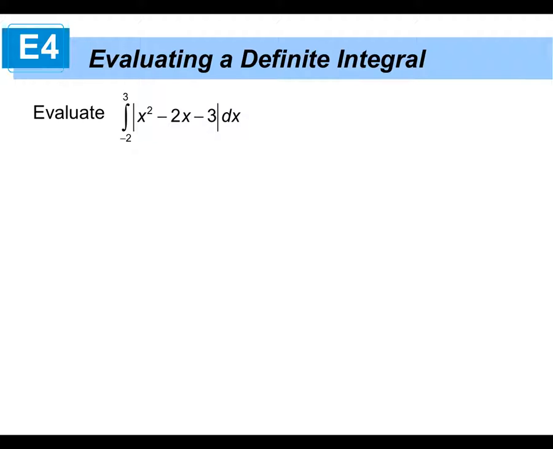All right, get out your calculators. Graph that function without the absolute value. So graph x squared minus 2x minus 3 on your calculator. Again, without the absolute value, let's not spoil the fun. It's a parabola, right? That opens up. Where's the vertex? Is it below the x-axis?